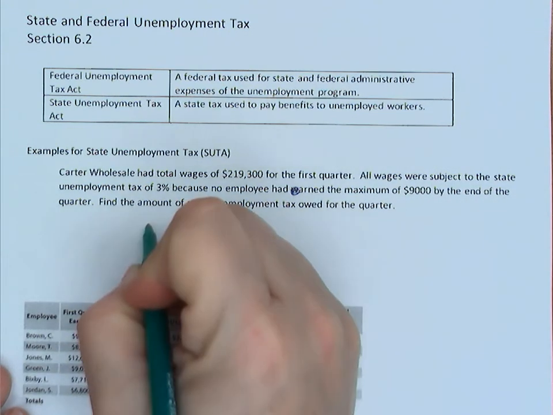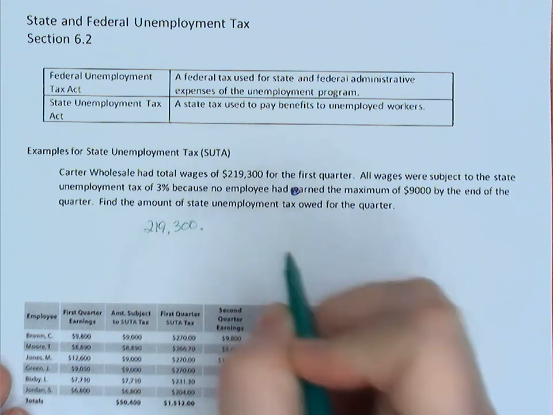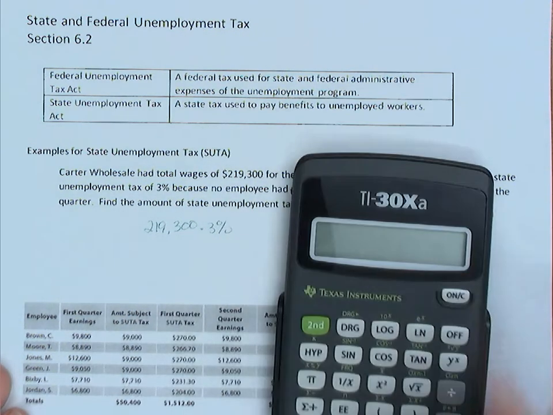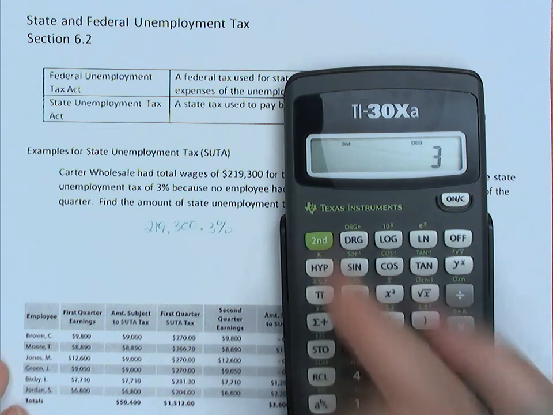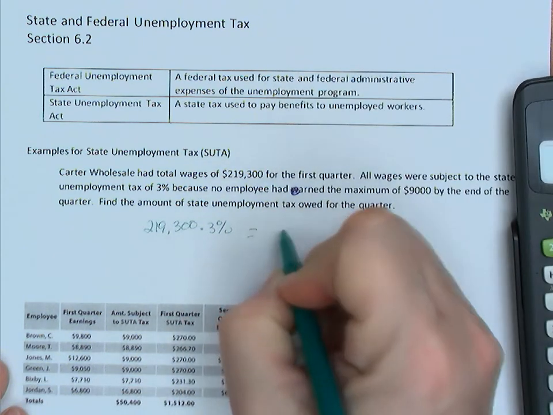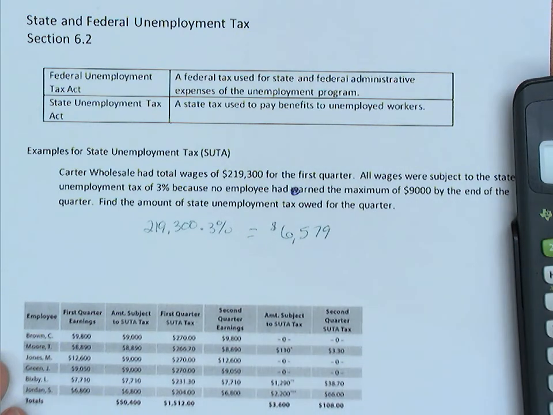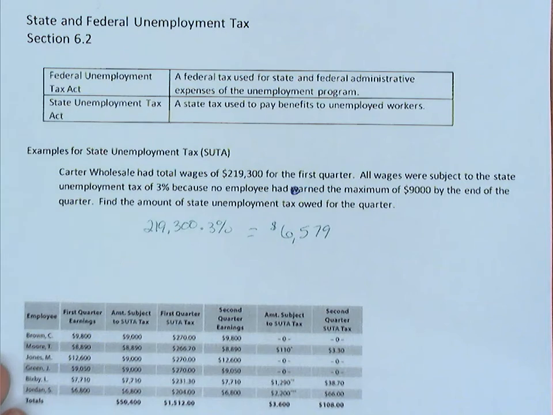So you're just going to take their total wages for all of their employees, and you're going to multiply that by 3%. So putting that into our calculator, we're going to do $219,300 times 3%. And that's going to give you $6,579. So that is how much the employer has to pay to the state based on their employee wages.